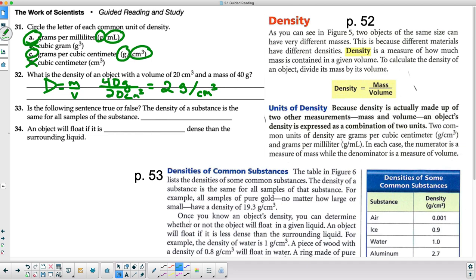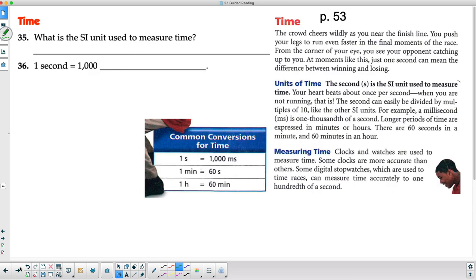Is the following sentence true or false? The density of a substance is the same for all samples of a substance. So it says the density of a substance is the same for all samples. Okay, so that would of course be true. An object will float if it is less dense than the surrounding liquid. Okay, that is true. I'm going to keep moving through here pretty quickly.